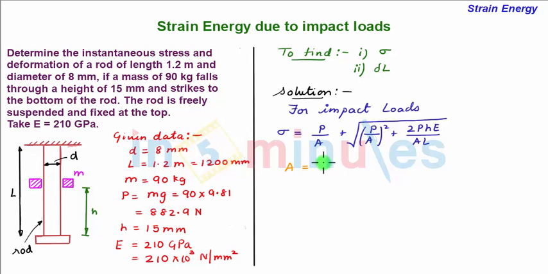The area of the rod is given as pi by 4 into D square. So the value of D is 8 mm. So we have pi by 4 into 8 square. So the value comes out to be 50.26 mm square. So upon substituting the value of A and all other data in this equation, we get the value of sigma.